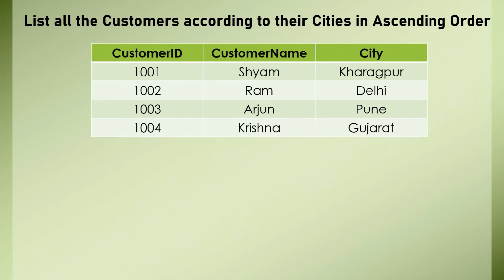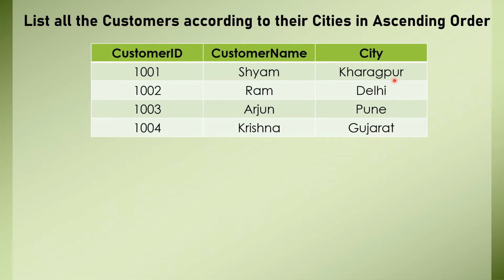So suppose I have a requirement like this, that I am having a customer table. Just make sure you listen to it very carefully. We need to list all the customers according to their cities in ascending order. Understand this requirement very clearly, that we need to sort this customer table according to the city column, in ascending order, meaning this city column will be taken into consideration, and according to that we will sort the rows, and in that too in ascending order.